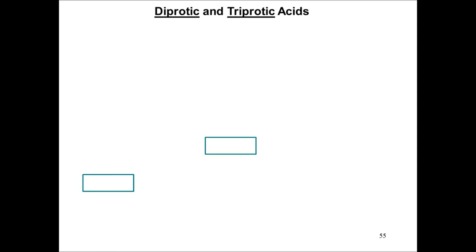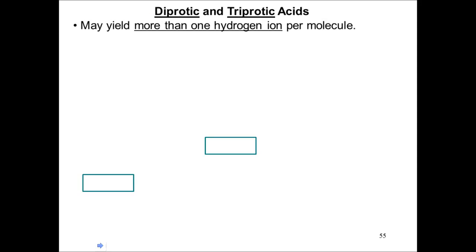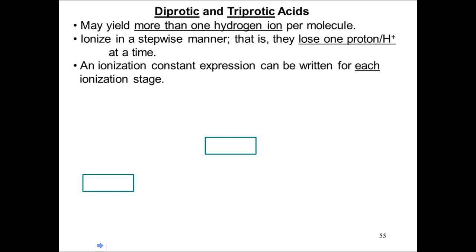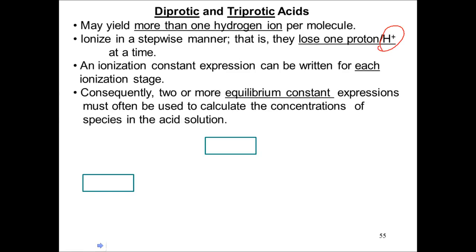On slide 55 then, with those diprotic and triprotic acids, what you saw is that you're going to yield more than one hydrogen ion per molecule. You're going to ionize in a stepwise manner, lose one proton, which is a hydrogen ion, a hydrogen at a time. And the ionization constant expression can be written for each of these ionization stages. Consequently, two or more equilibrium constant expressions must often be used to calculate the concentrations of the species in the final acid solution.